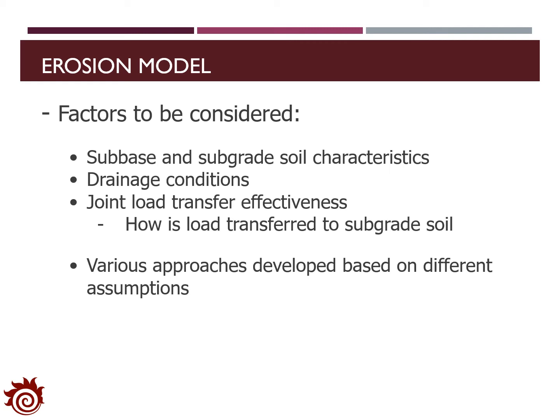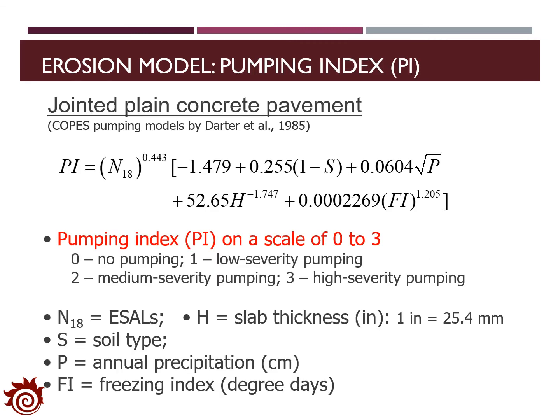In the rigid pavement design, there are some approaches applied based on different assumptions. First, let's introduce one erosion model applied for the jointed plain concrete pavement, and this model is used to estimate the pumping index PI. Actually, the pumping index is a value on the scale of 0 to 3. 0 indicates no pumping, 1 indicates low severity pumping, 2 for medium, and 3 for high.